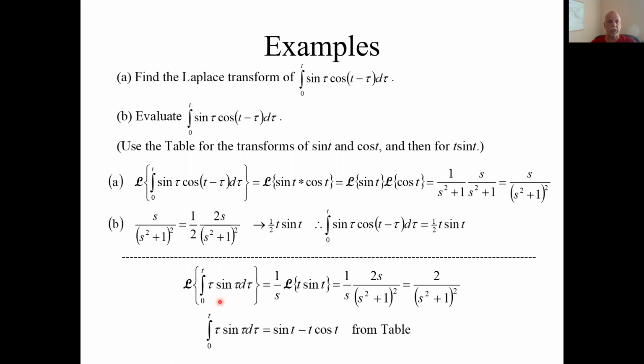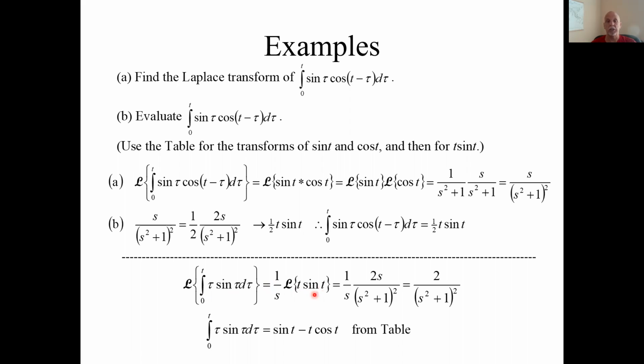The Laplace transform of this guy. Well, this is an integral of something that's in the table, t sine tau. You don't see a t minus tau here, so this isn't a convolution of t and sine. It's a convolution of t sine t and 1, but that's just 1 over s, the Laplace transform is 1 over s, the Laplace transform of what's in here, t sine t.